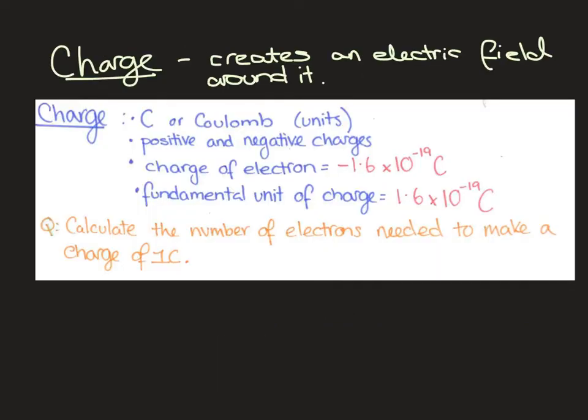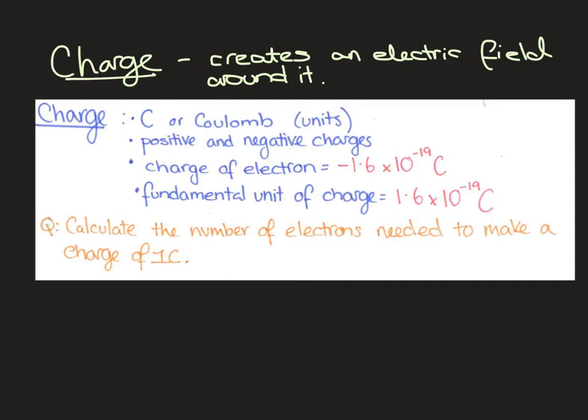So first of all, we're going to just check that we've got a clear idea about charge, because charge is what's causing the electric fields around it. So a charge creates an electric field around it. It's measured in coulombs. That has to be with a capital C. You can have positive or negative charges. We know that the charge of an electron is minus 1.6 times 10 to the minus 19 coulombs, and that is where we get our fundamental unit of charge from.